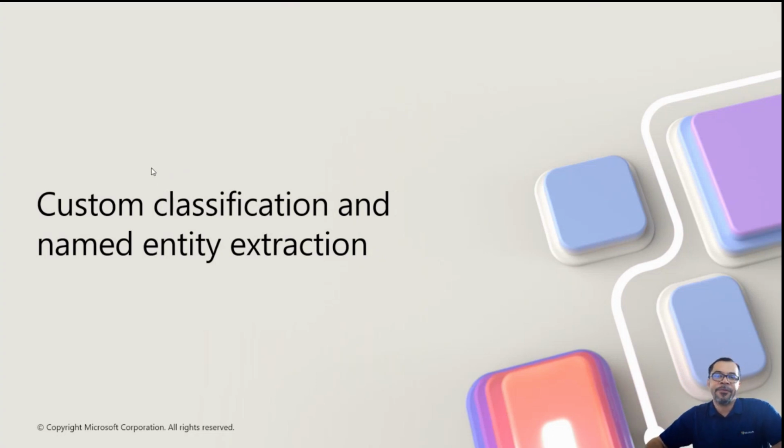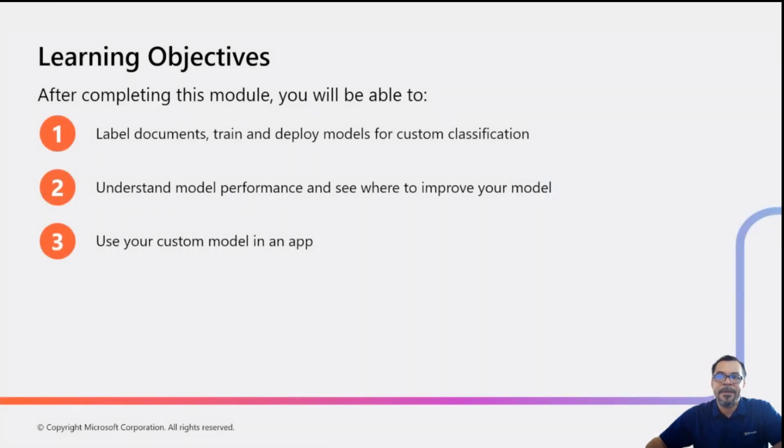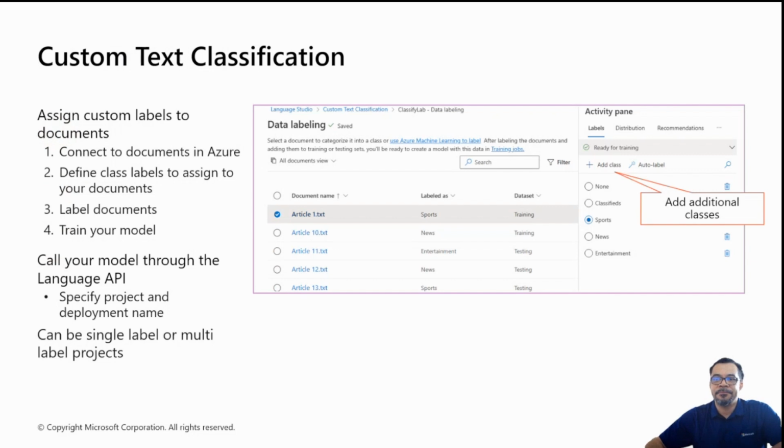And on this video, we're going to talk about custom classification and named entity extraction, which is a pretty important component in some organizations. And in here, we'll talk about how do you label documents, and then we'll talk about training and deploying the model so that way you can use it in a custom classification setting. We'll talk about how do you understand the model performance? How do we identify that performance and determine where do we need to improve it? And then finally, how do we connect it to our own custom application? So those are the things that we're going to cover here.